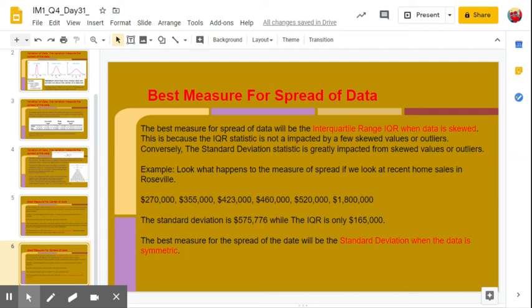Okay, and again, that's why we want to use the IQR when the data is skewed and not the standard deviation. And then the best measure for spread when the data is symmetric is the standard deviation. So for symmetrical data, we'll go ahead and use the standard deviation.